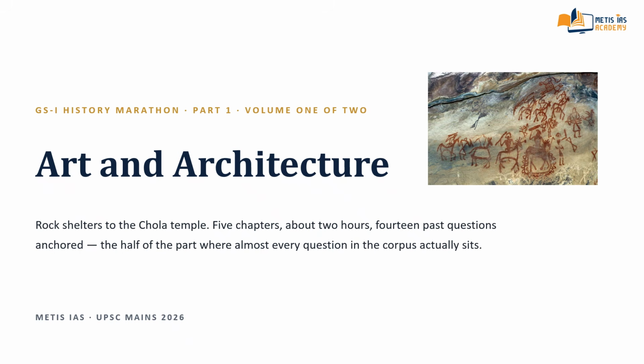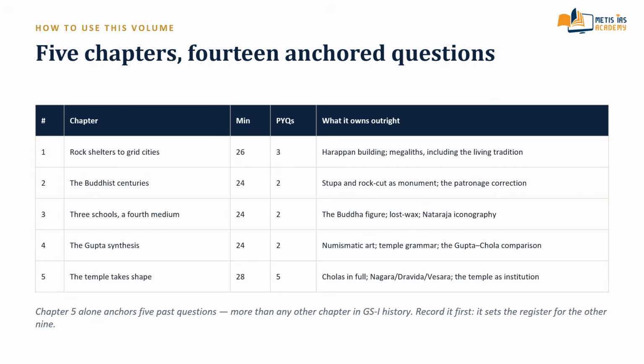Start with why this part is worth 4 hours. Because it is a fair question and there is a number that answers it. Across the last 9 years of General Studies Paper 1 in Mains, art and architecture is the second largest theme in the paper. Only modern India is bigger. It is not a decorative corner of the syllabus that you read the week before the examination. Across that period, roughly one question in 5 comes from this area.